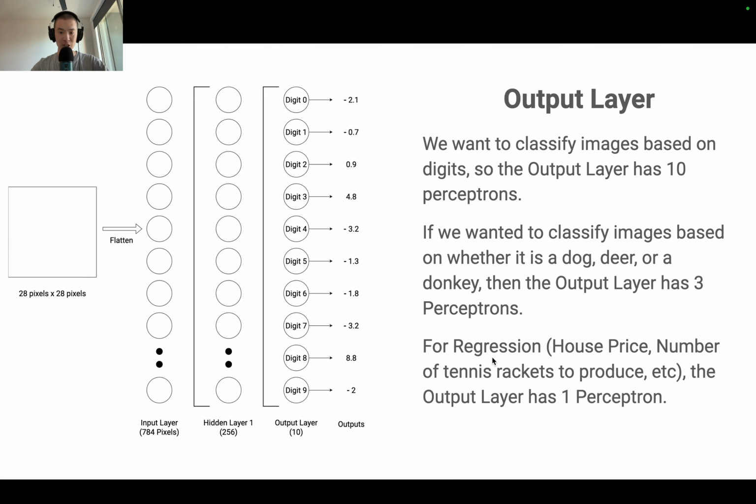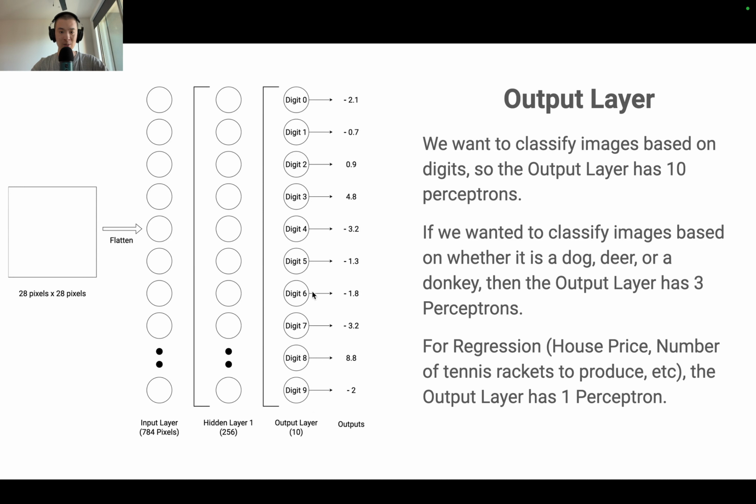Whereas for regression, where the output is a singular number, maybe our model tries to predict the house price if you give it the number of bedrooms and bathrooms, windows, and the zip code, or maybe we're a business and we want our model to give us the number of tennis rackets to produce to maximize our profits, etc. So for regression, the output layer has 1 perceptron, not 10 as we see here.